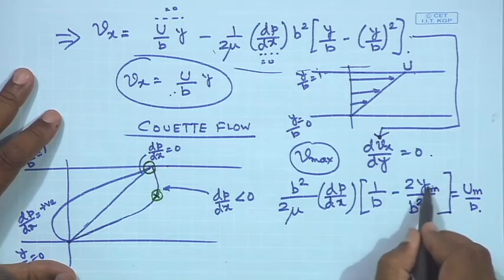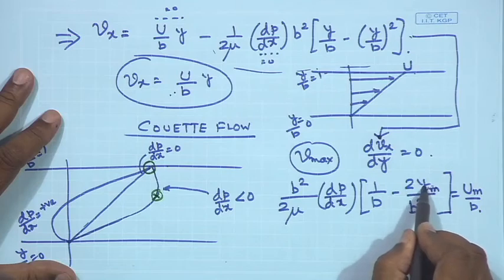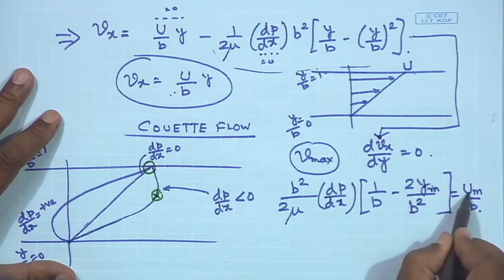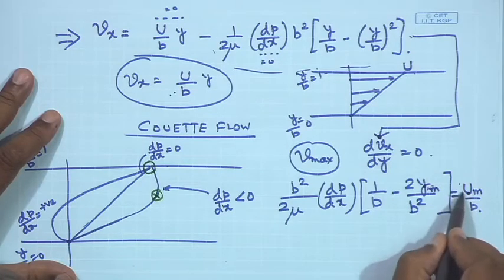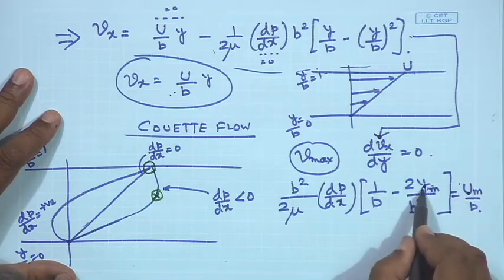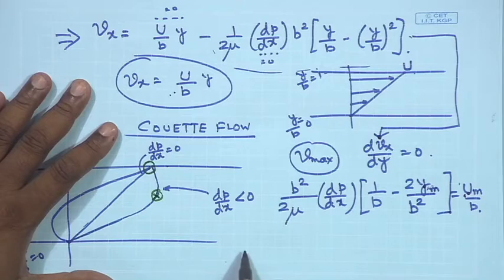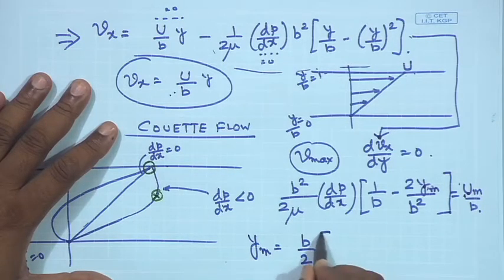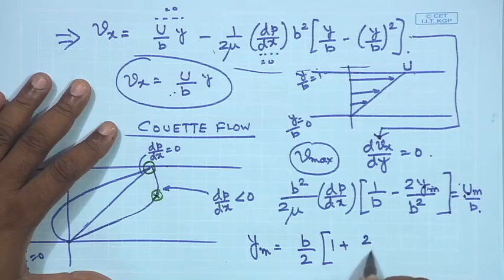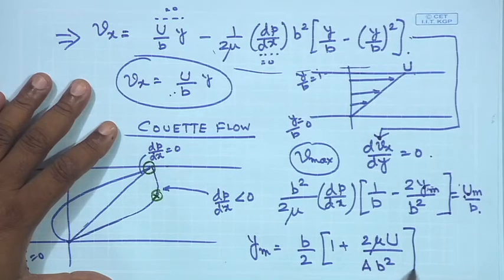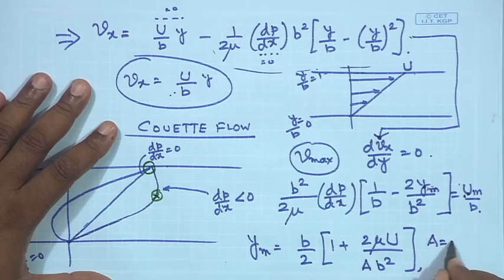So, this is the maximum, the location of y at which u becomes um. This is the maximum velocity and ym is the location of the maximum velocity. When you simplify, you would simply get ym equals b by 2 times 1 plus 2 mu u by a b square, where a I have defined simply as minus dp dx.